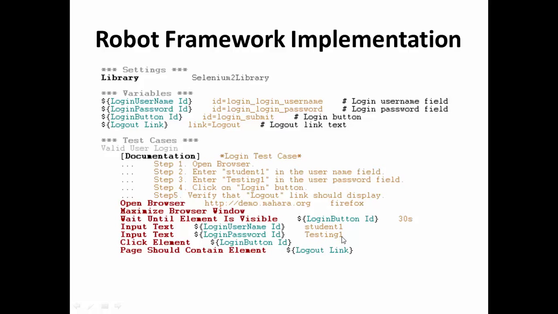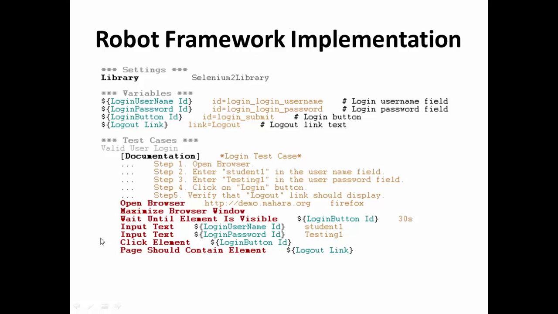The next one is click element. We click on the submit button. Click element, login button. And the last line, page should contain element. This is used for assertion in the test. Remember that in each test case, we should have only one assertion. If any assertion fails, the test will not resume, so we should not have more than one assertion in one test case. This is the whole implementation.